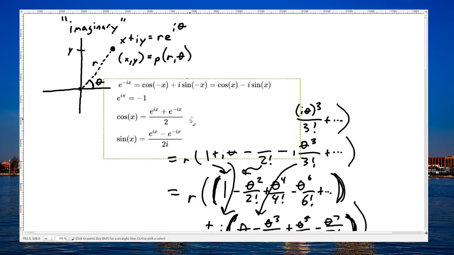So you could prove all these, but they're very useful shortcuts. If you're doing a lot of work with these sorts of formulas, it might be worthwhile to keep this in mind. All right, so I hope that helps you out with using exponential functions and complex numbers.